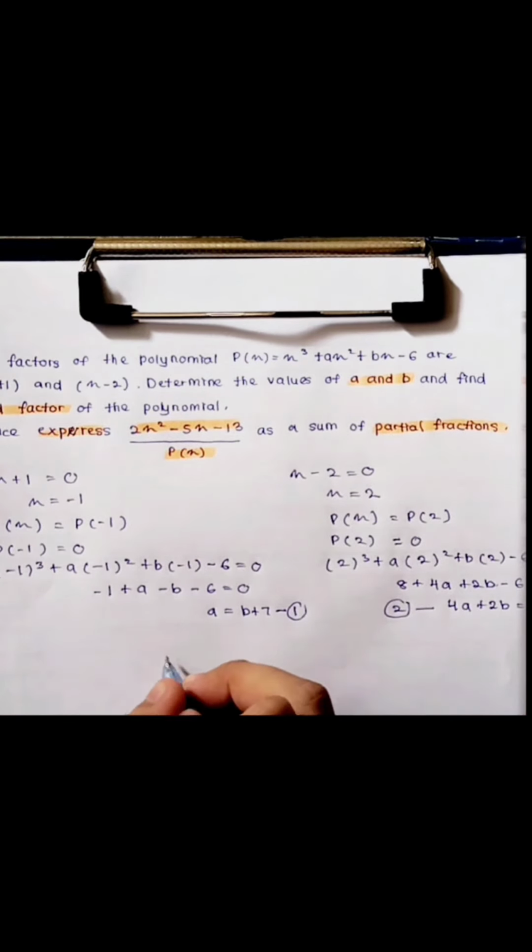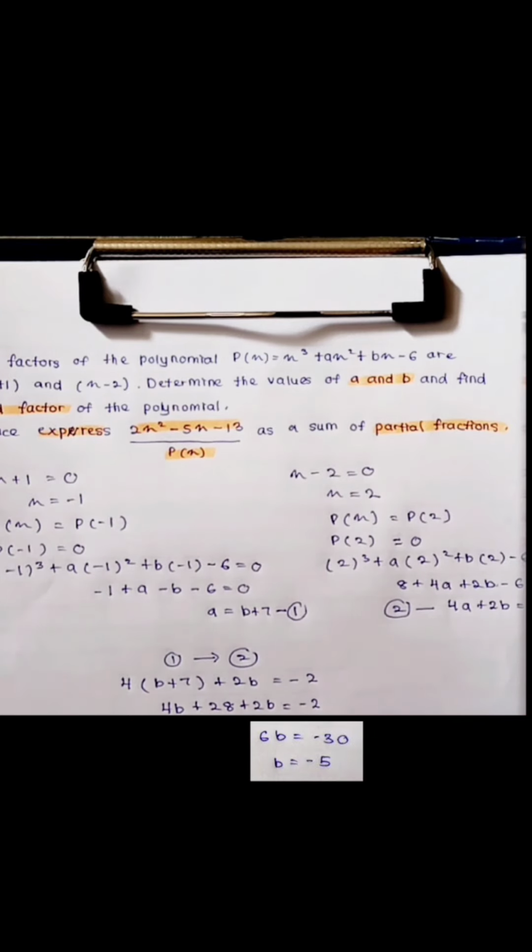After that, substitute the first equation into the second equation. So 4(b plus 7) plus 2b equals negative 2. We solve it: 4b plus 28 plus 2b equals negative 2. 6b equals negative 30, and we get b equals negative 5. Then we take b equals negative 5 back into the first equation. a equals negative 5 plus 7, and we get a equals 2.